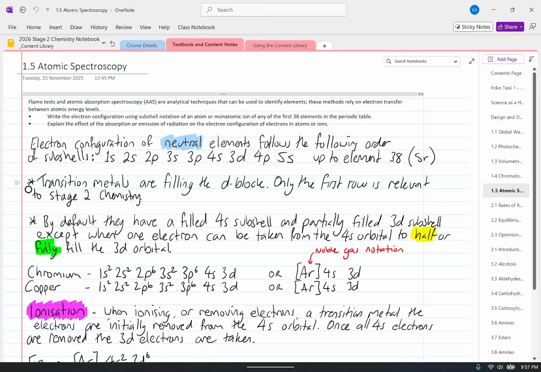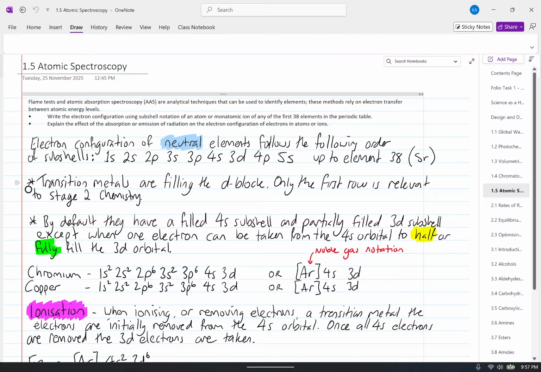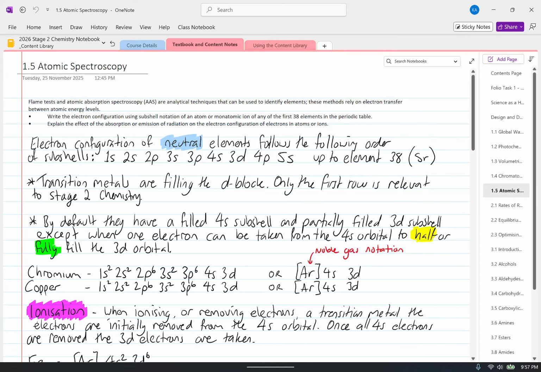So the first thing you need to be able to do is write the electron configuration using subshell notation of both atoms and ions for any of the first 38 elements of the periodic table. Now, most of them are pretty straightforward. There are a couple that are a tiny bit tricky, but there's only a few exceptions, so it shouldn't be too tricky.